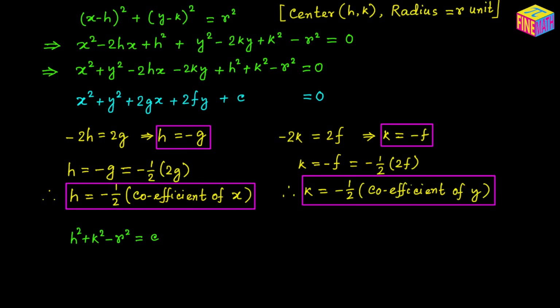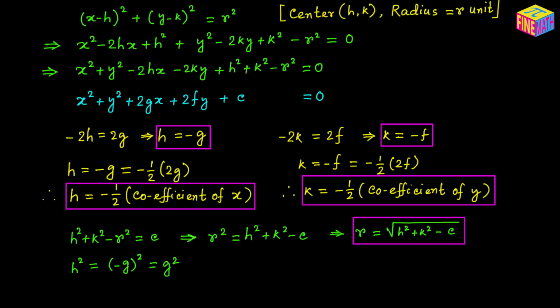Next, let's take a look at the constant terms between the two equations. In the first equation, h squared plus k squared minus r squared is equivalent to the lowercase c in the second equation, which is the general equation. And from here, can we say then r squared would be equal to h squared plus k squared minus c, and then r would be equal to the square root of h squared plus k squared minus c. I am taking the positive value here because it's a radius. A radius can never be negative. It should always be positive. So I have taken the positive value on the square root.